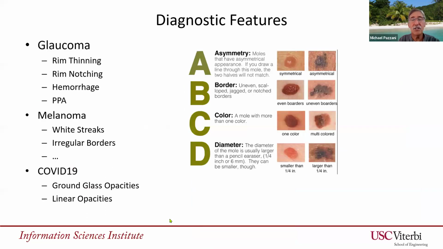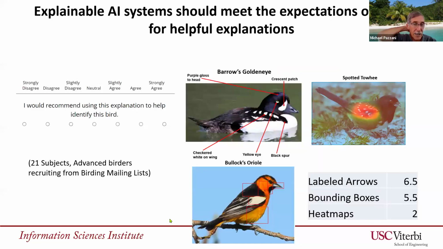Now let me ask, getting back to some of the human subjects, we asked experienced bird watchers what type of explanation they liked the best, and whether they would recommend using this explanation. So we showed them three different types of explanations: those with heat maps, those with bounding boxes, which are kind of like squares around where the heat map would be, and those with labeled arrows.